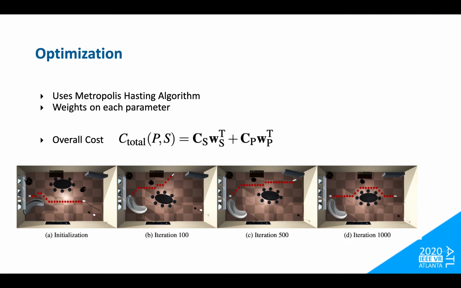For the room, each optimization step has three types of moves. First, an object moves to a random position. Second, an object rotates to a random orientation. And third, the path target moves to a random position.